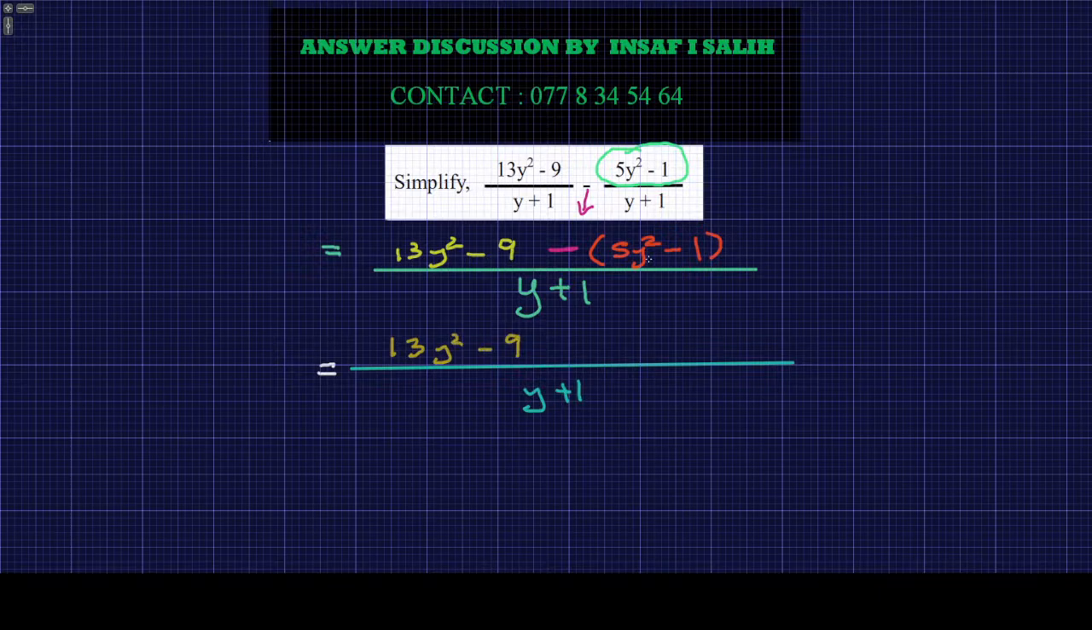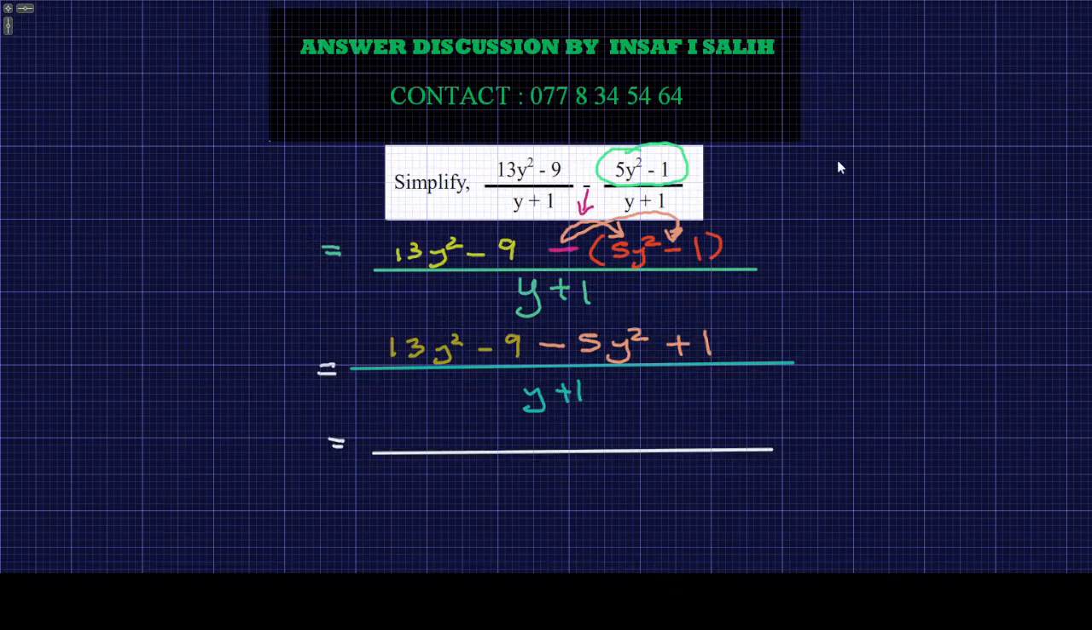Let's expand the brackets. Let's remove the brackets. Minus into 5y squared. That is minus 5y squared. Then comes minus into minus. What is minus into minus? Plus 1. So comes the next step. We got to write the same denominator, that is y plus 1.